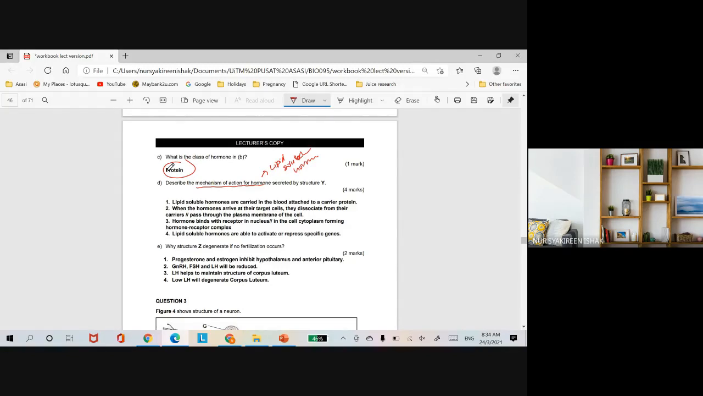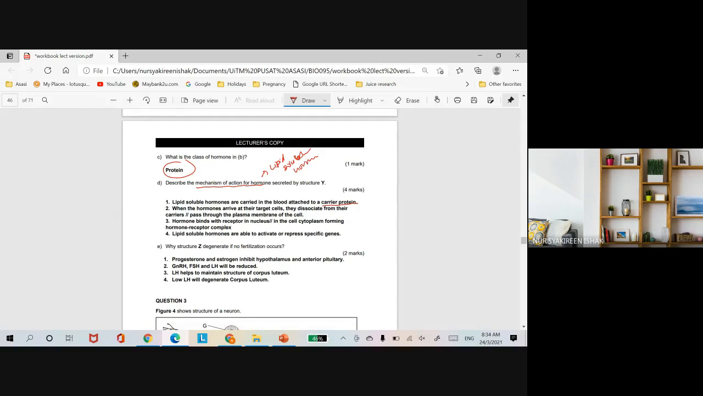So the hormone has to travel in your blood to get to the target organ, which is the uterus. In order for the estrogen to travel in your blood, because it is lipid, it cannot dissolve in the water in the plasma. It cannot dissolve or be easily transported in the plasma. So it has to bind to transport protein. Lipid soluble hormones are carried in the blood attached to carrier protein or transport protein. You can use either of the terms, carrier protein or transport protein.